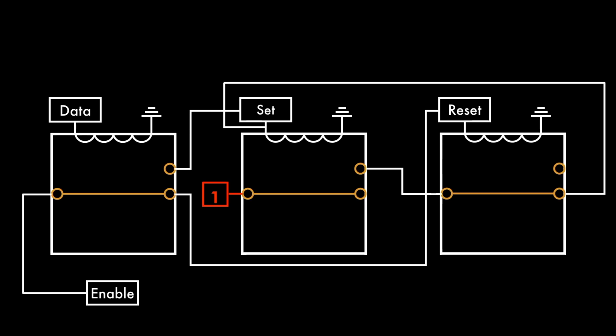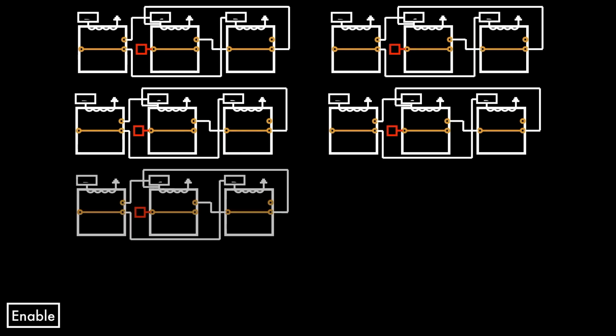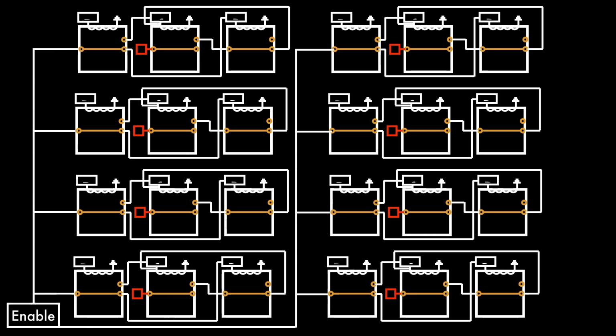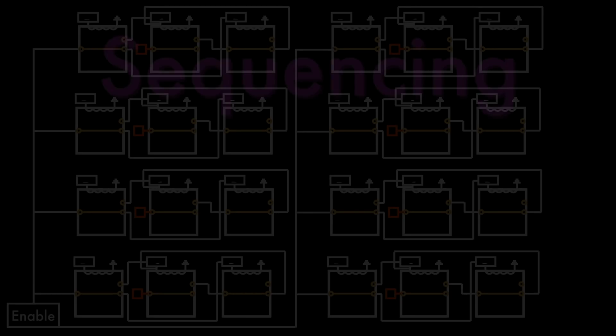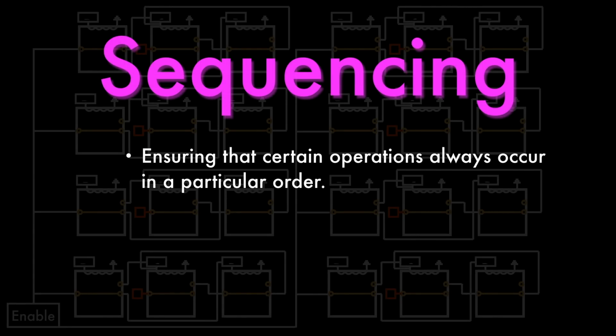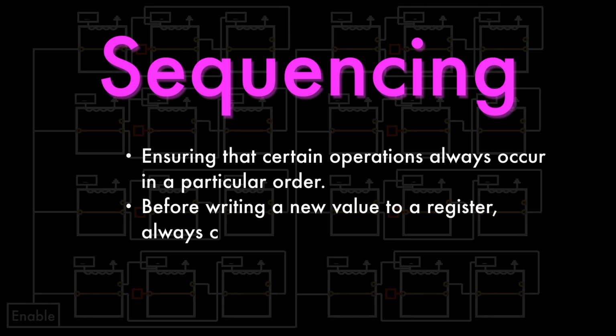It needs 3 relays just to store a single bit. Storing an 8-bit byte would require 24 relays, and I want to have at least 3 16-bit registers. We can solve this problem with sequencing. Sequencing is when we design a machine that ensures that certain operations will always occur in a certain order. In the case of my memory registers, I want to guarantee that before storing a new value, the entire register will always be reset to all zeros.